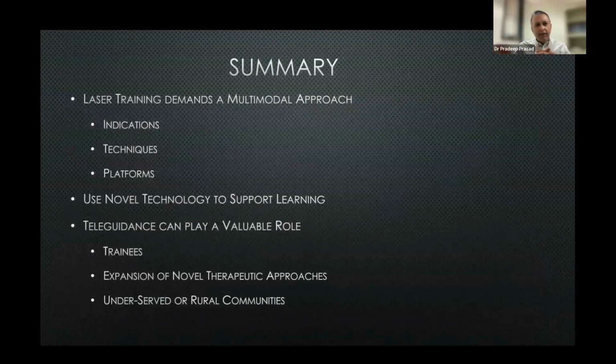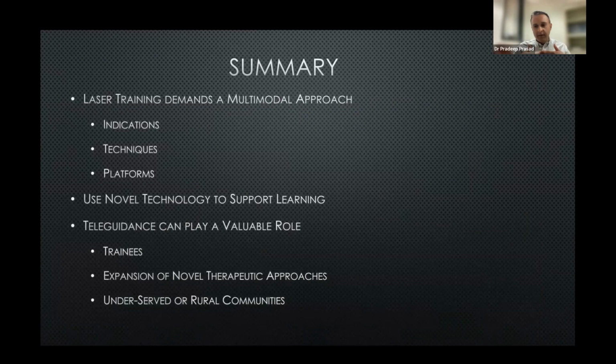So sort of in summary, I think that laser training really demands a multimodal approach. There are certainly multiple indications, techniques, and platforms, and we can use, I think, technology to support learning, especially as we're talking about expanding the adoption of novel therapeutic approaches like subthreshold laser. Teleguidance can, I think, play a really valuable role. Certainly, as I've described, it can play a role for trainees, but also for people who are just new to subthreshold laser. And of course, it can be applied for administering treatment in underserved or rural communities.